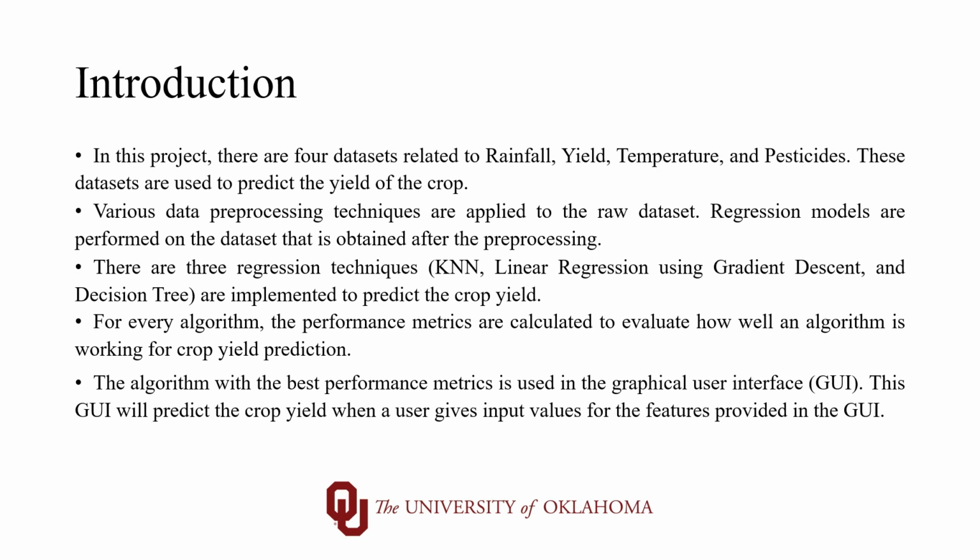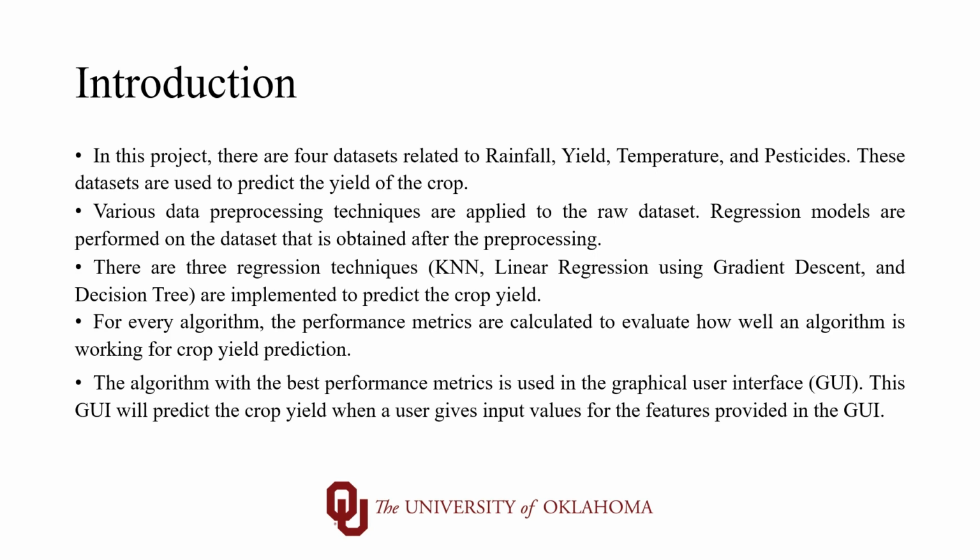In this project, there are 4 data sets related to rainfall, yield, temperature, and pesticides. These data sets are used to predict the yield of the crop. Various data preprocessing techniques are applied on the raw dataset. Regression models are performed on the dataset that is obtained after the preprocessing. There are 3 regression techniques, namely KNN, linear regression using gradient descent, and decision tree, that are being implemented to predict the yield of the crop.